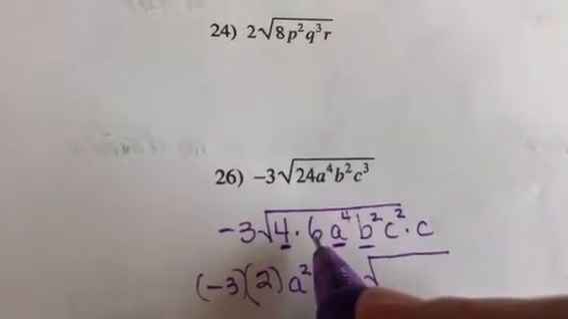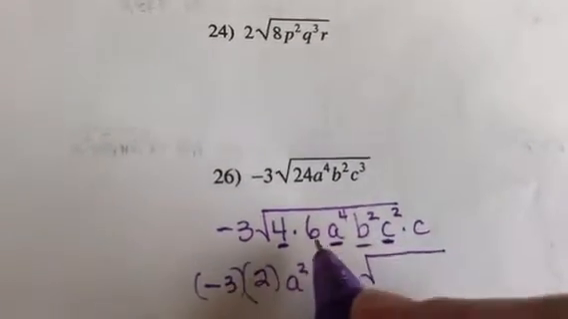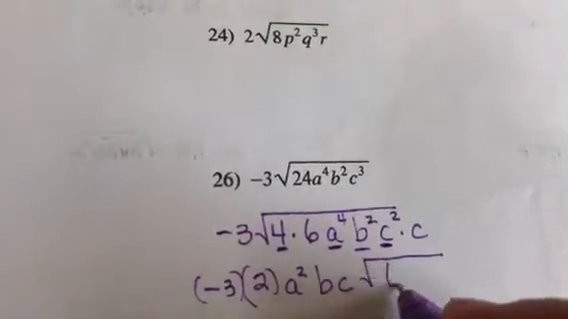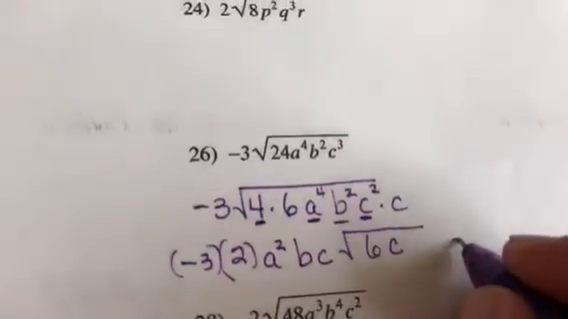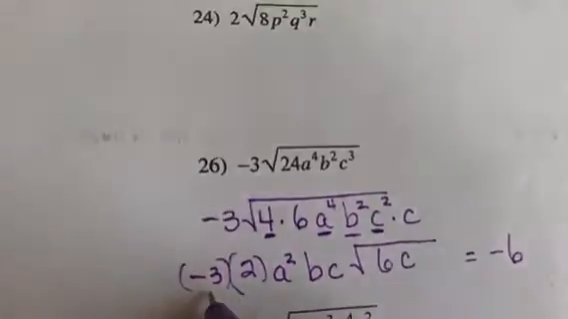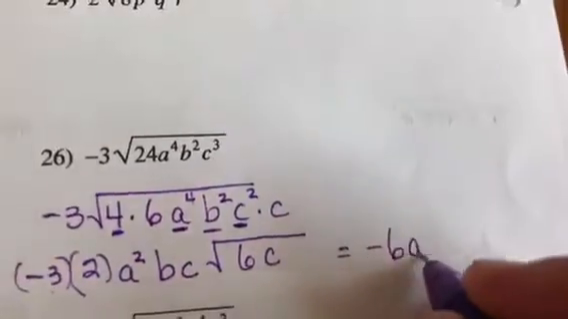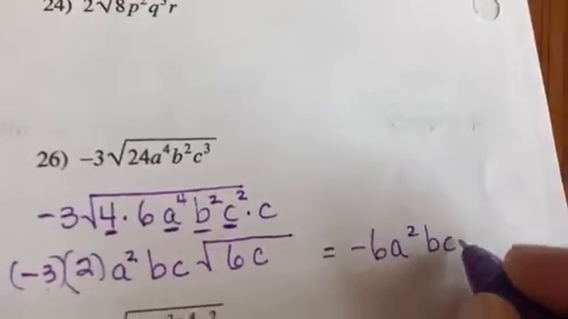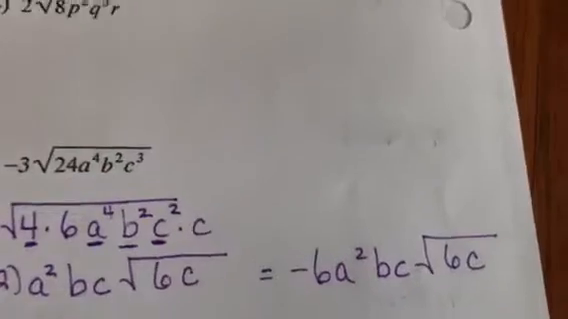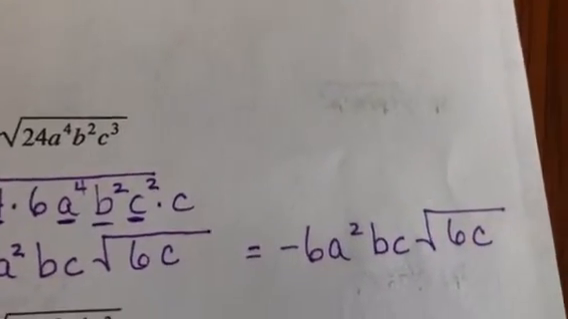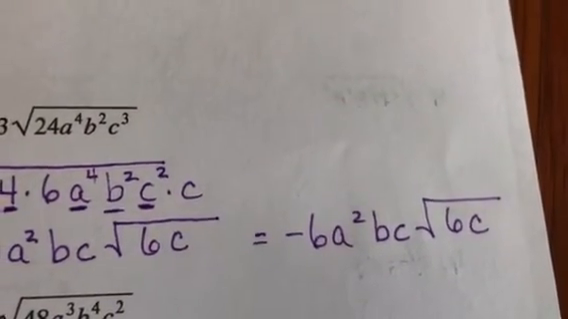Well, there's a 6, and I forgot to underline him, didn't I? There's a 6 and there's a c that have to stay under there. So my final answer right here is -6, because you multiply those two together: a squared bc square roots of 6c. Crazy, I tell ya. Okay, try this. Have a little fun.